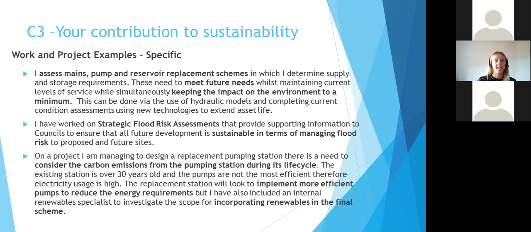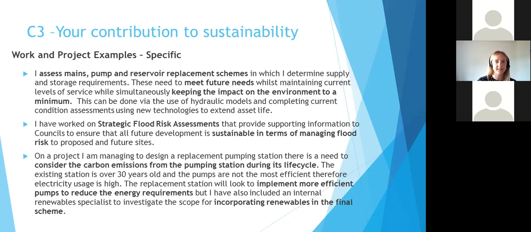And then this is honing in a bit more on specific work and project examples, so getting a little bit more technical and a bit more focused in, but that again is absolutely fine, and drawing on your experience that might be more relevant to the type of experience you have. So the first one here is, I assess mains, pump and reservoir replacement schemes in which I determine supply and storage requirements. These need to meet future needs whilst maintaining a current level of service while simultaneously keeping the impact on the environment to a minimum. So that's the sustainability aspect to this.